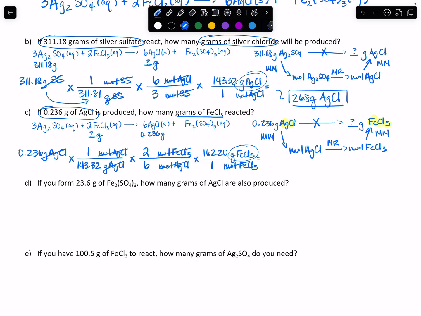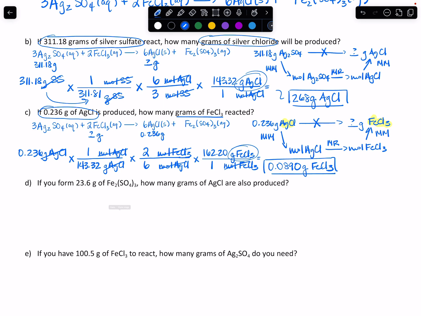And I get 0.0890 technically grams of FeCl3. All right, which is reasonable, right? Because that's not very much AgCl that was produced, so it's reasonable that I didn't have very much of the reactant reacting. All right. Let's do the next one.